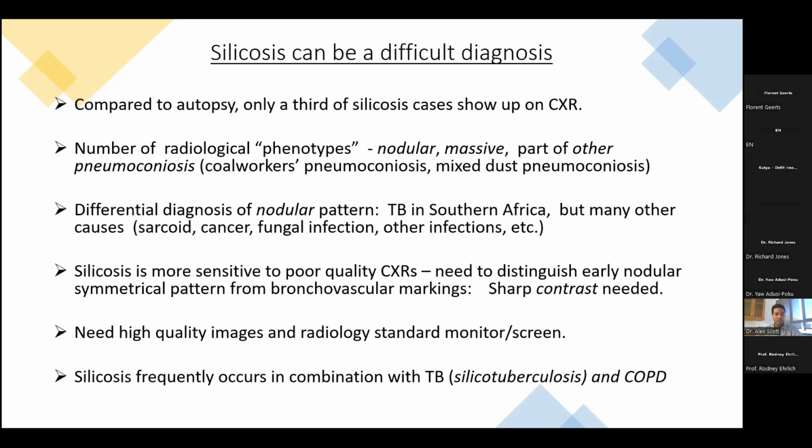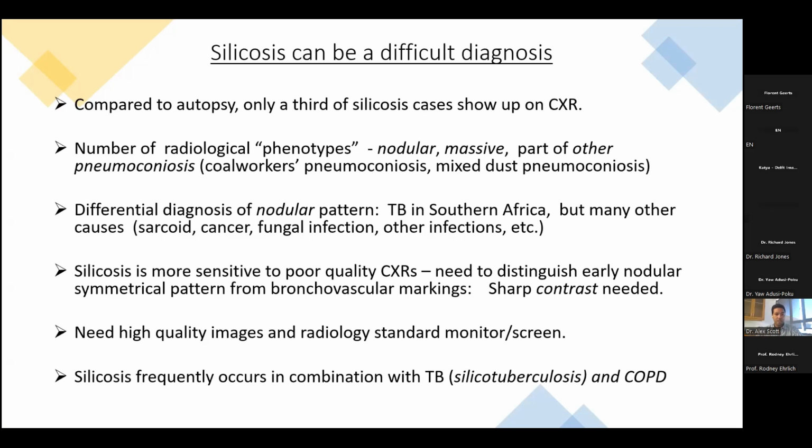Silicosis is much more sensitive, and when I say sensitive, I mean sensitive to being missed or misdiagnosed with poor quality chest X-rays. Now, this was particularly a problem with analog films, and it should be disappearing with digital radiology, but it seems not necessarily to be the case. And the reason is, when you have a symmetrical nodular pattern of nodules in the X-ray, it can be very difficult to distinguish from normal bronchovascular markings. This is not the case, for example, if you have a mass in one lung or you have a pleural effusion.